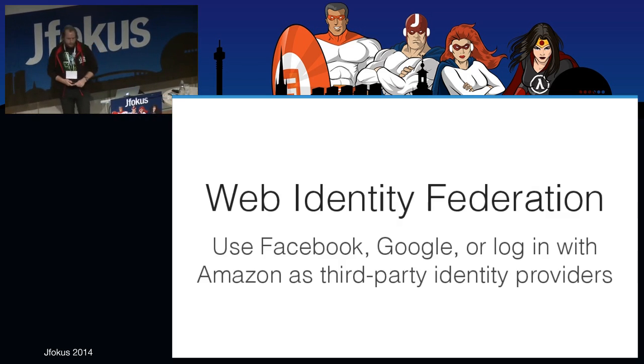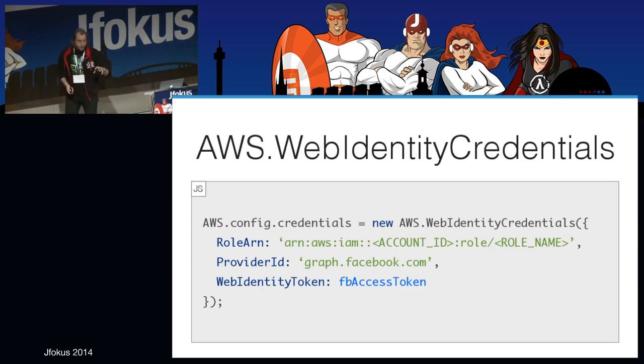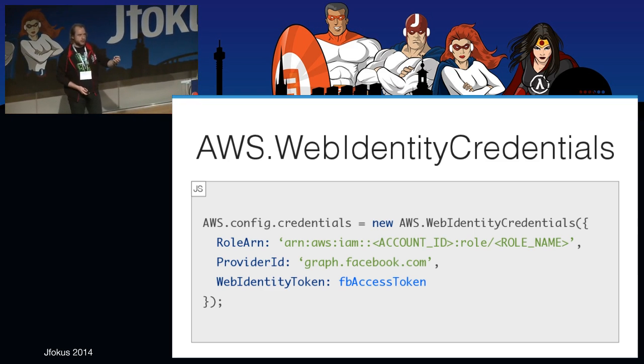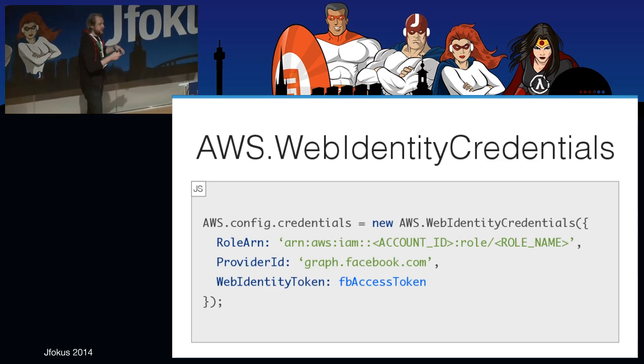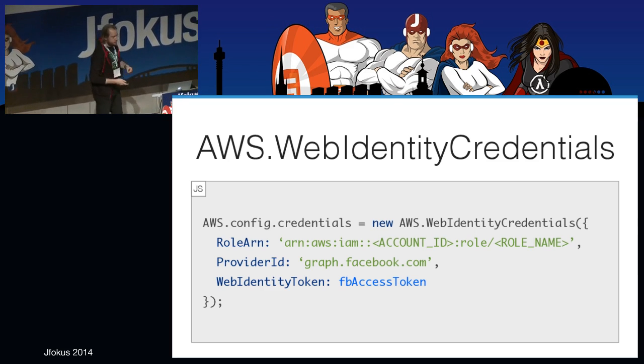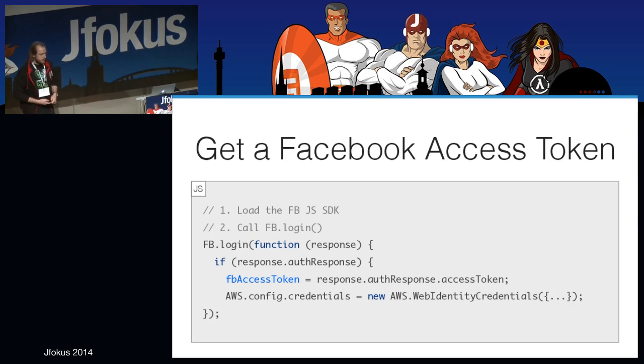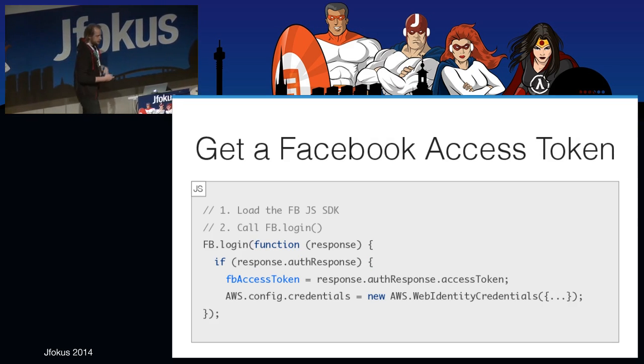And just quickly what this looks like, if you're familiar with the AWS SDK, you specify a credentials object, but instead of putting in your access key and secret key, you say that you want to use the Facebook identity provider or Google or what have you. And you just get the token to provide from the normal Facebook authentication library.